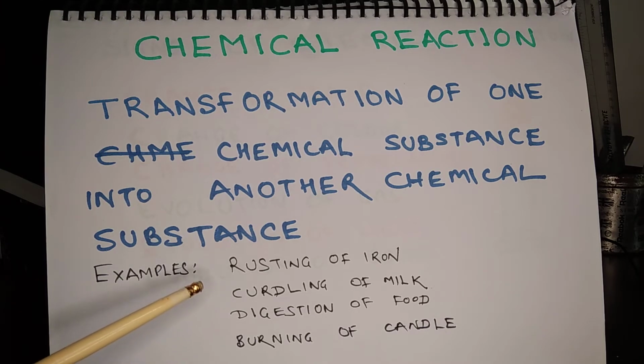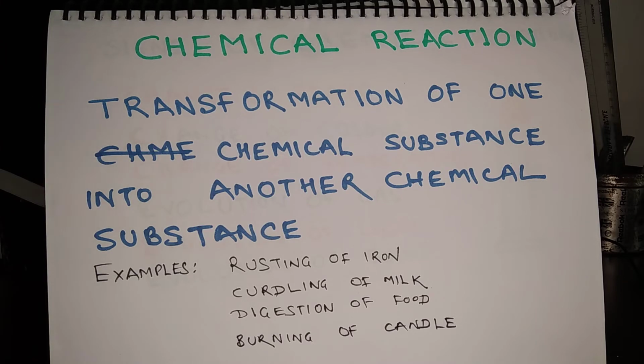In your previous classes, you must have read about physical change and chemical change. You may recall that a change in which no new substance is formed is called a physical change, while a change in which a new substance is formed is called a chemical change. So, chemical change is another name for chemical reaction. Some examples of chemical reactions are rusting of iron, curdling of milk, digestion of food, burning of candle.